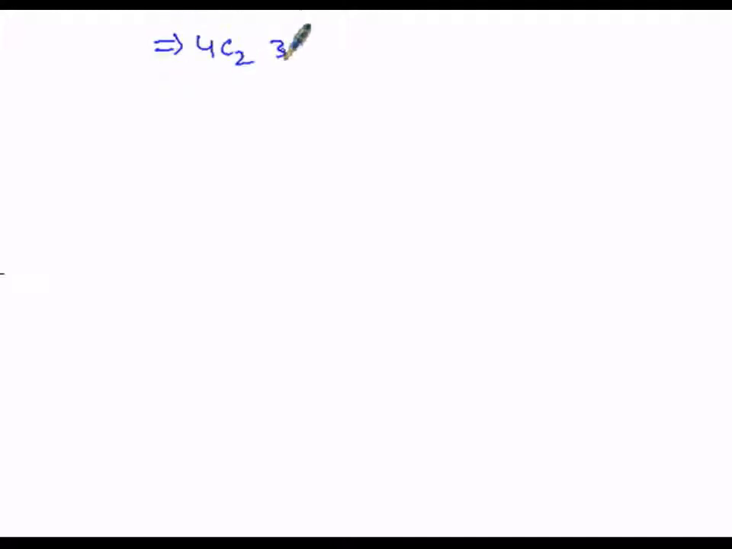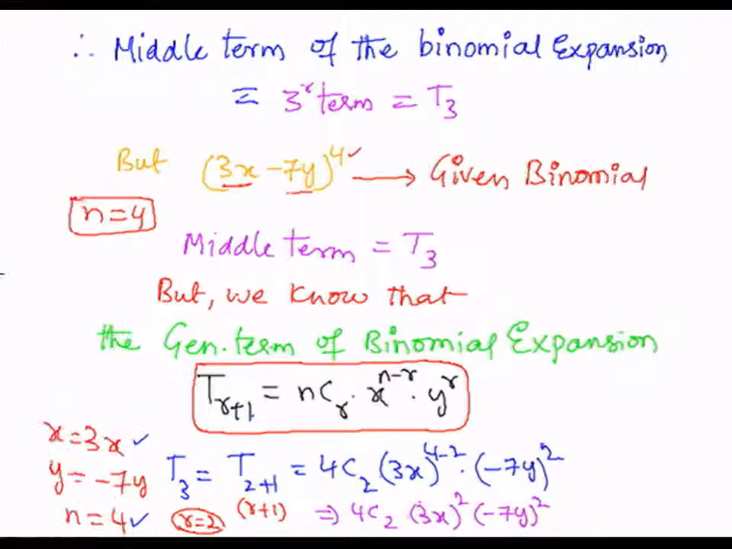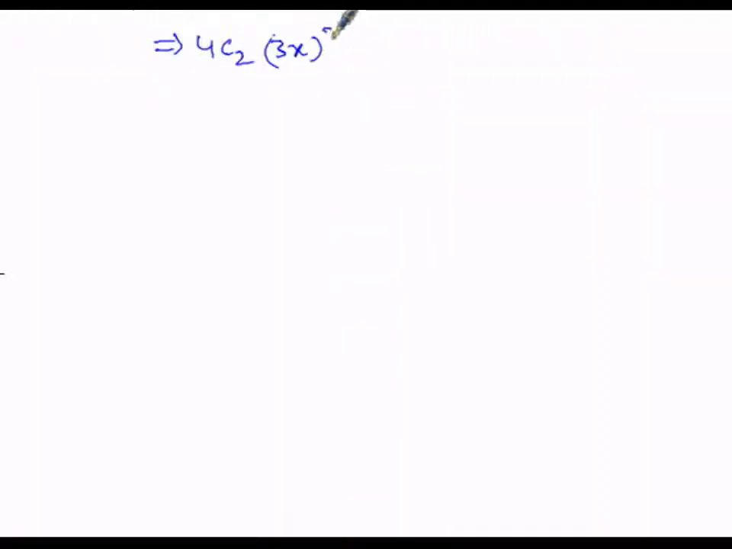4C2 (3x)^2 and (-7y)^2. First of all, let us find out the value of 4C2.